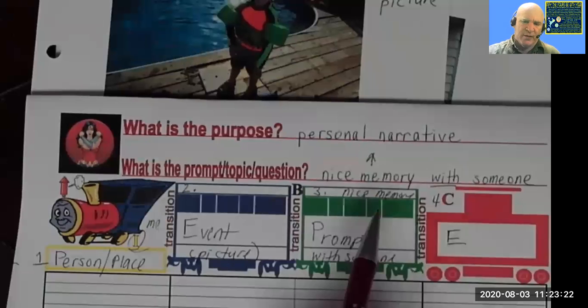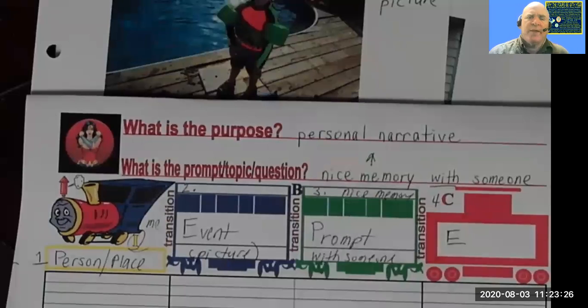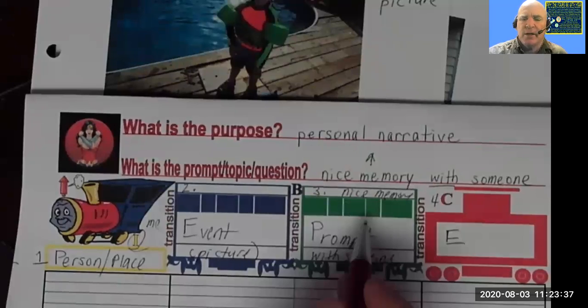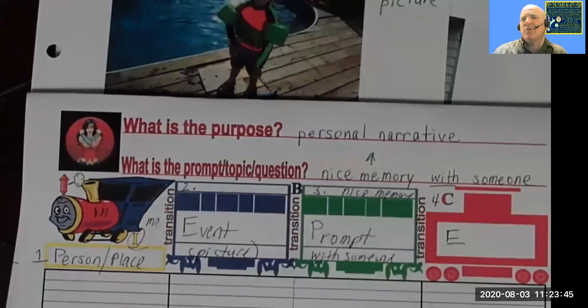So if they're with someone but they don't have a positive experience, what they call that is not responding to the specific demand of the prompt. So you can only get a 1 or a 2 in that case. And in the same way, if they're having a nice memory but they're alone during the story, the personal narrative, they can still only get a 1 or 2 because they didn't follow the specific demands of the prompt.